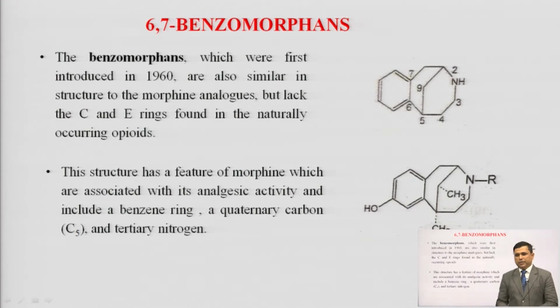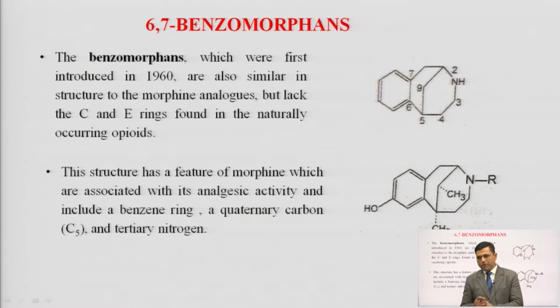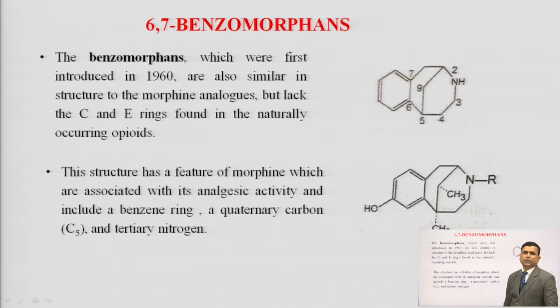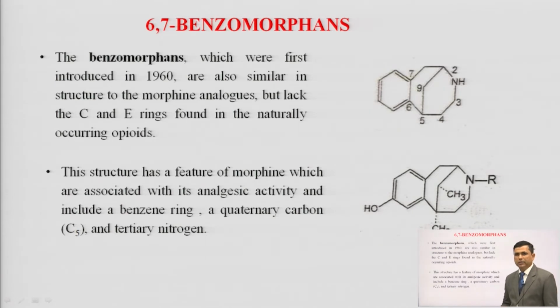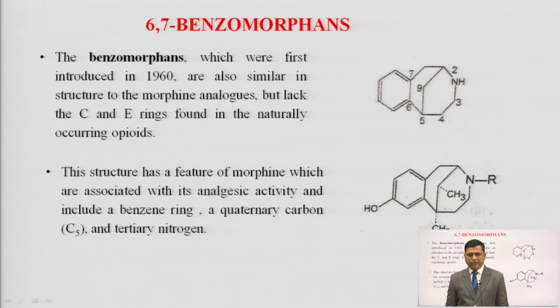The next category is benzomorphans. Benzomorphans were first introduced in 1960, and they have a structure similar to that of the morphine analog. Why do we call it a similar structure to the morphine analog? It lacks the C and E rings, which are present in morphine. So here we can see only the three rings: A, B and the D ring.